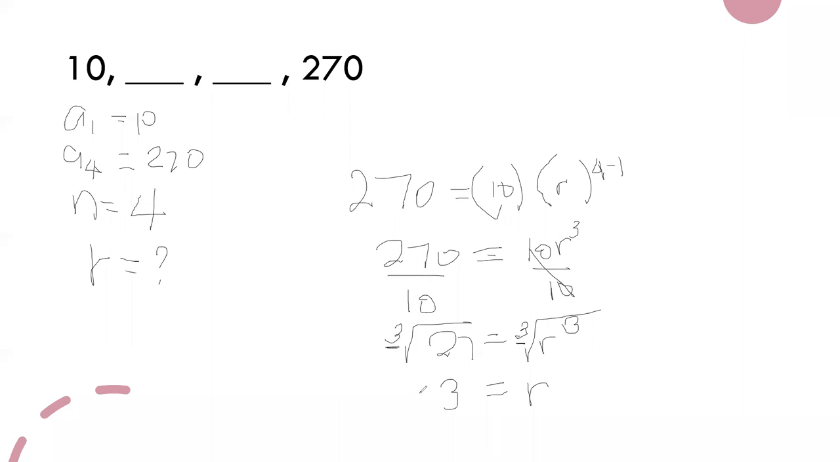Since positive 27 is positive, positive din yung sagot. Pero kapag katulad kanina that we have an even index, that will be positive negative. Okay? So in this case, only acceptable is 3. Okay? So that's 10 times 3.